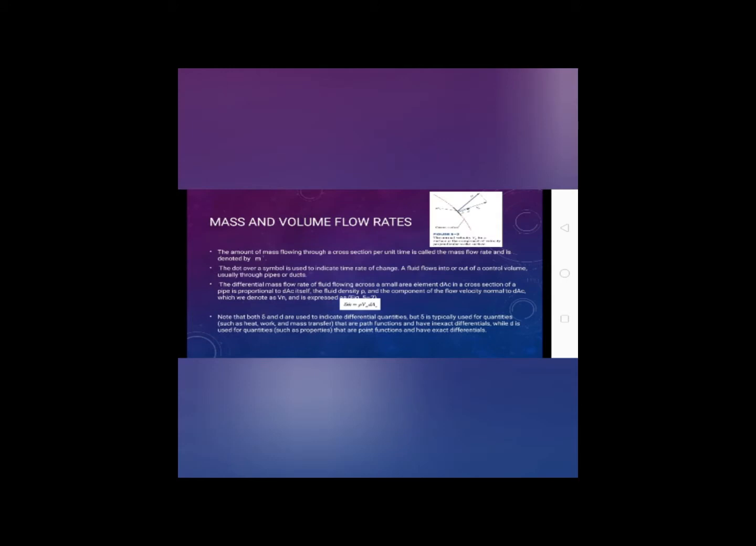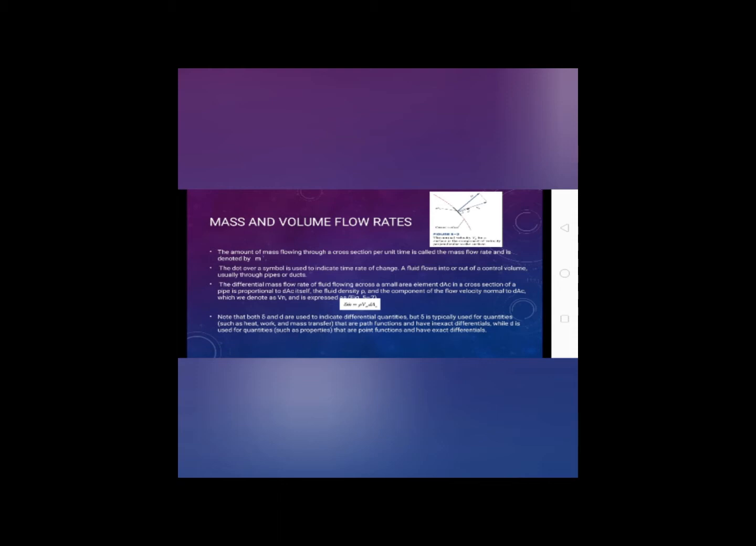Okay, next we look into the mass and volume flow rates. The amount of mass flowing through a cross-section per unit time is called the mass flow rate, and it is denoted by m dot. The dot over a symbol is used to indicate time rate of change. A fluid flows into or out of a control volume, usually through pipes or ducts. The differential mass flow rate of fluid flowing across a small area element dAc in a cross-section of a pipe is proportional to dAc itself.